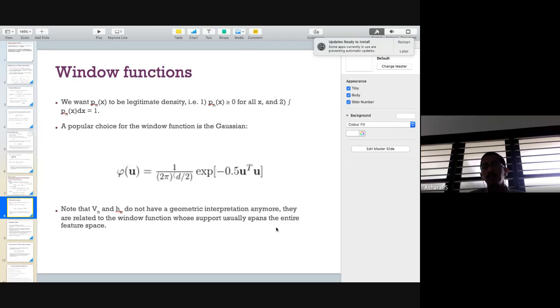Legitimate in the sense it's a probability estimate, so it has to be greater than 0, and it should sum up to 1. Most of the estimations of this kind using Parzen windows, an ideal bet would be using something like a Gaussian as the windowing function rather than a hard and fast thresholding based function.